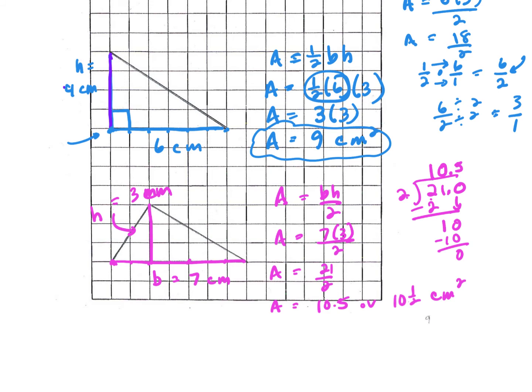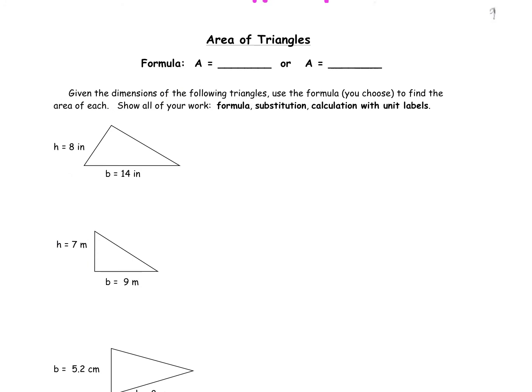Now let's continue with our practice without the centimeters. So this is page 9, this is page 10. And so we just got done discussing that there's two ways to write the formula, 1/2 times base times height. This is what you'll probably see if you look up the formula. Or base times height divided by 2, because multiplying by 1/2 is the same thing as dividing by 2. When we do this, we always want to get in the habit of showing the formula, the substitution, that means replacing the numbers, and the calculation with unit labels.